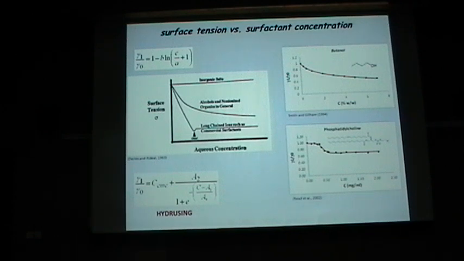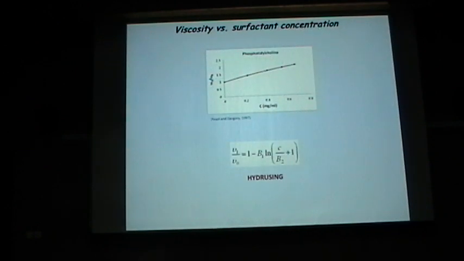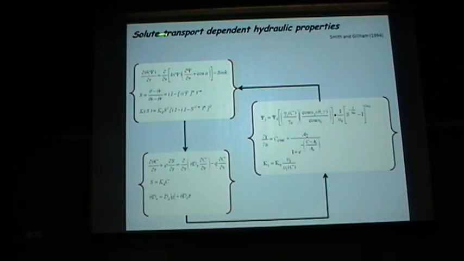Next, we have the viscosity of surfactant, which can be really significant. You can see here again, for example, for the phospholipid, we have up to two-fold higher viscosity than water. And we can use this equation to describe the surfactant viscosity behavior. So right now we have solute transport dependent hydraulic properties.